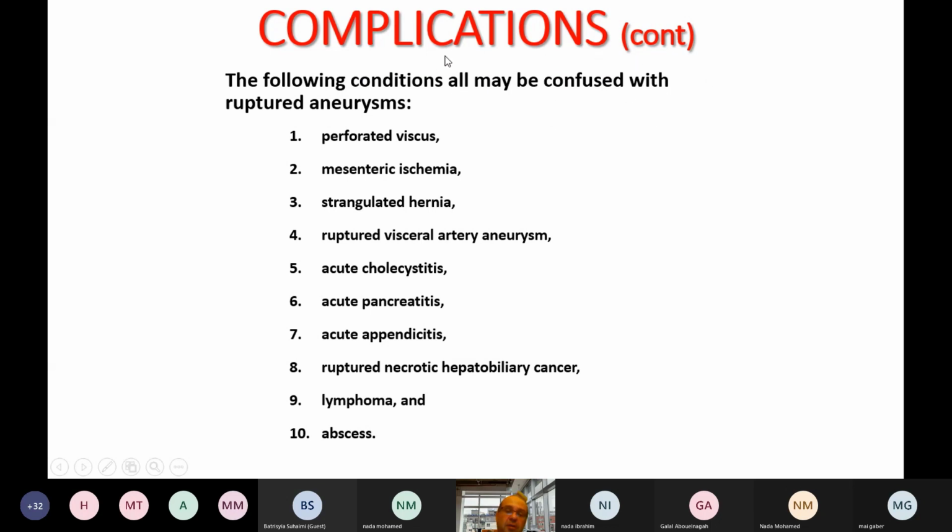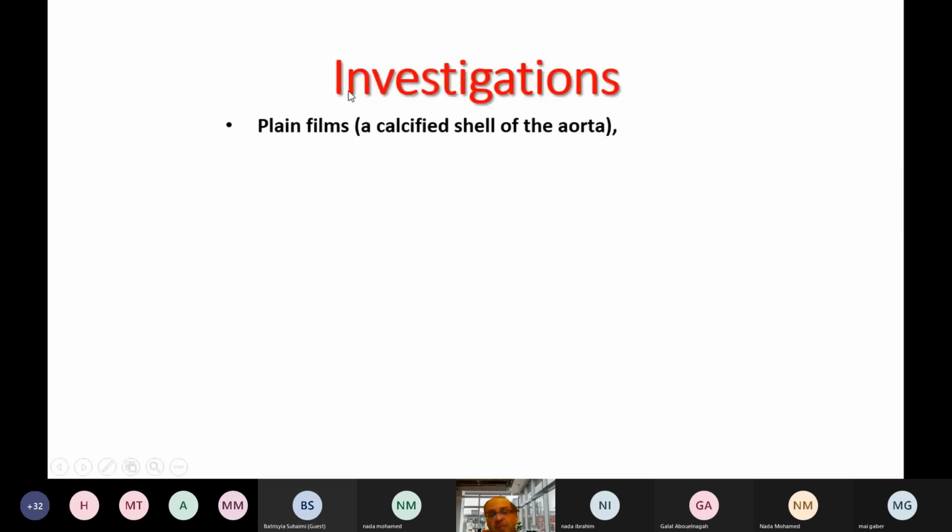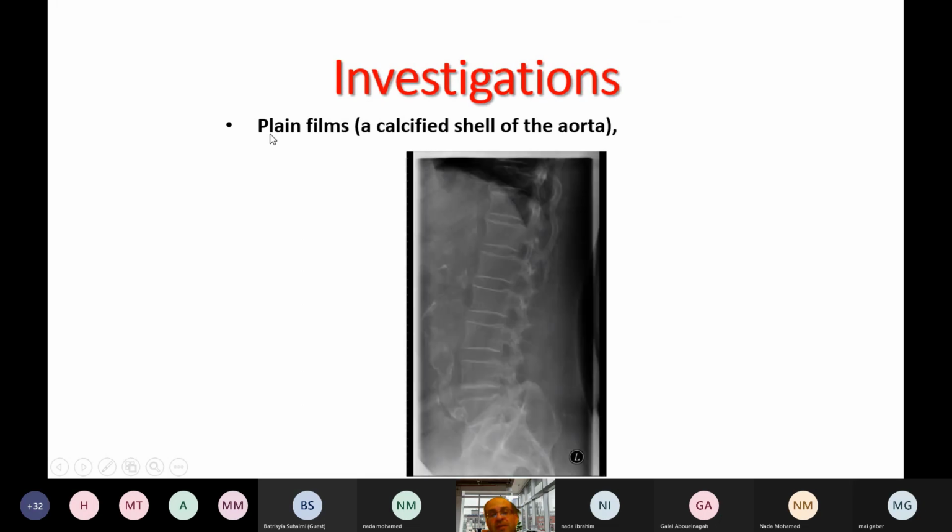The differential diagnosis of the ruptured aneurysm is the same as the differential diagnosis of acute abdomen, starting from perforating gastric ulcer up to lymphoma, ruptured nephrotic hepatobiliary cancer, whatever. It is like the differential diagnosis of acute abdomen, because the patient suffers from acute abdomen and hypotension and all go with these manifestations. To investigate a case of abdominal aneurysm, I said plain film.